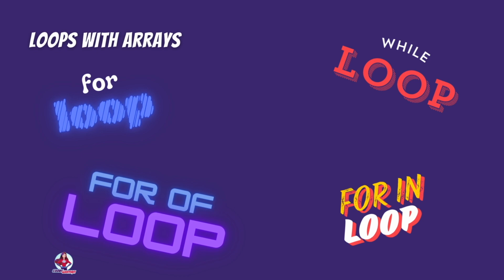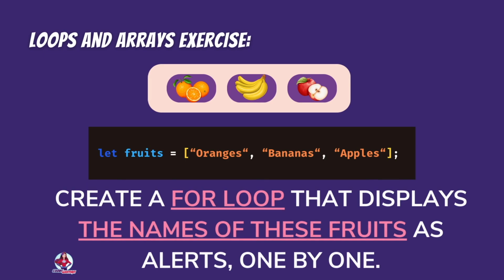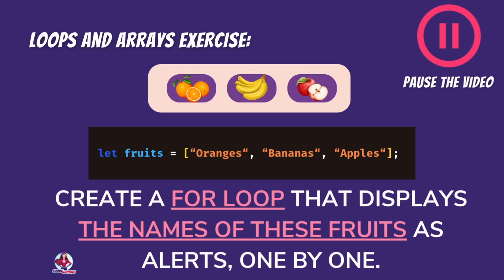Finally, I have another practice task for you. If you need to, watch again the part where we discuss loops. Do you remember the fruit list from the previous mini exercise? We have oranges, bananas, and apples. Now your challenge is to create a for loop that displays the names of these fruits as alerts one by one. Remember to include all the fruits. You can look back at the examples we've gone through. Pause the video, don't rush, think about how you can solve this and start coding.